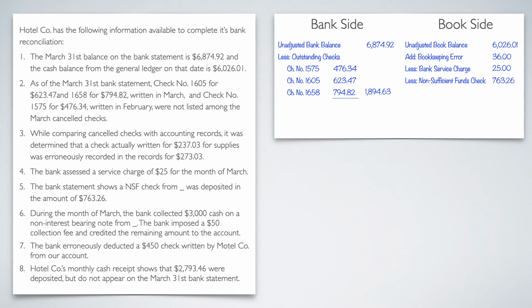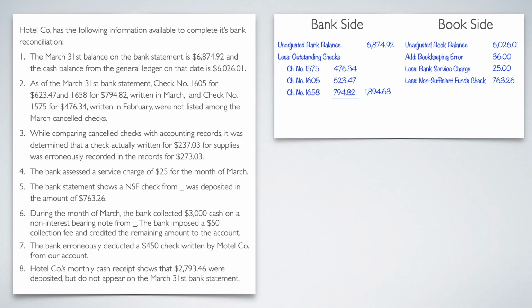All right, part 6. During the month of March, the bank collected $3,000 cash on a non-interest bearing note from, again, make up a name. The bank imposed a $50 collection fee and credited the remaining amount to our account. So in this situation, somebody owed us some money. We loaned out $3,000. They owed us that $3,000. It had no interest, so we didn't have to worry about that. And now it was time to pay. And rather than them sending me a check for $3,000, they just went ahead and directly wired it to my bank. My bank received it for me. Now, I didn't know that until I got my bank statement. And in order to do that, the bank also takes out $50 for their hard work in it.